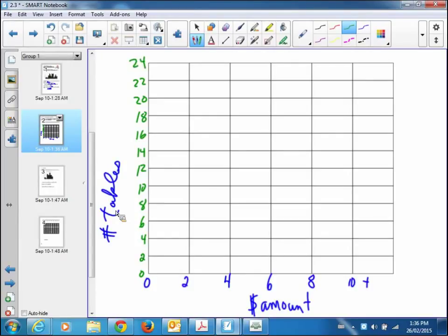Then, let's see here. I'll wait for you guys to catch up, and then I'll get you started on that one. You guys can finish everything then. Help me out with the 0 to 2. How many do we go up to?